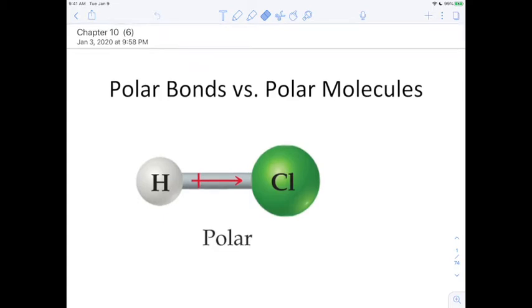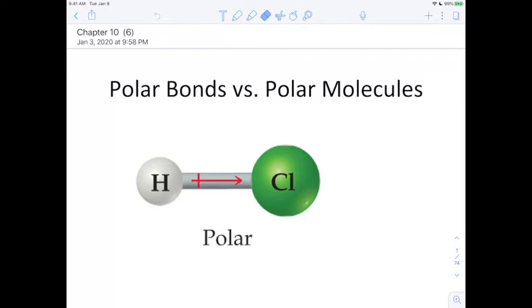So here we're going to talk about the difference between polar bonds and polar molecules. And again, I am going to strongly encourage you to watch that Vesper video. That is the video on our geometry that is linked on our website. So here again, we're going to talk about polar bonds versus polar molecules.